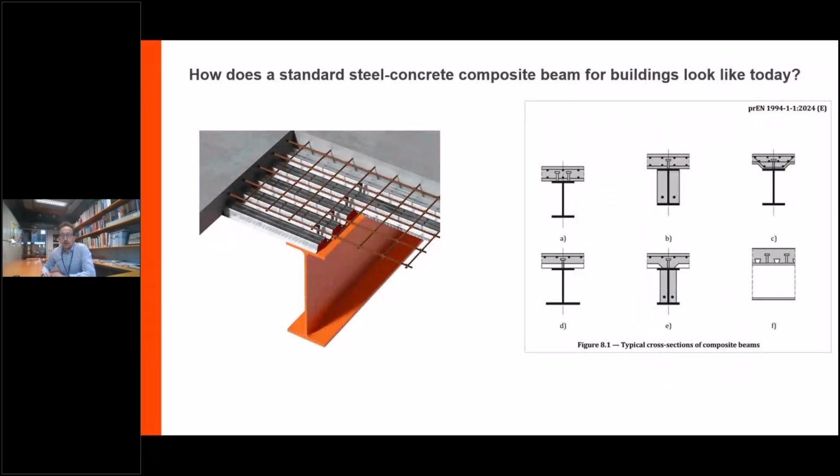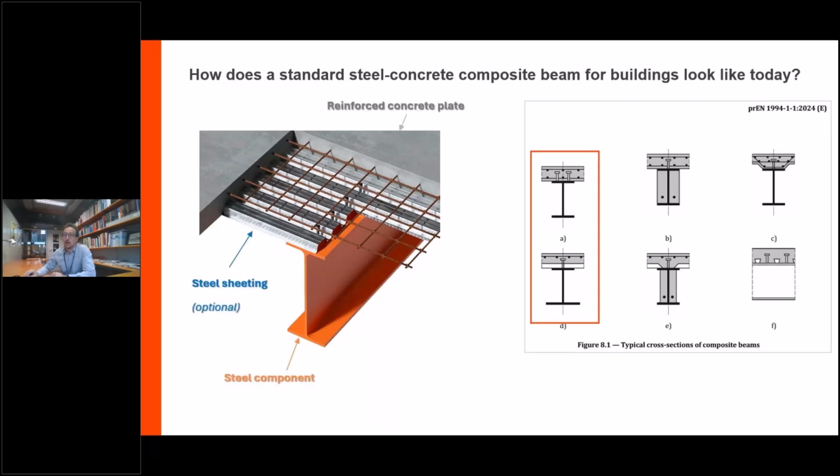After this historic introduction, let's look at the topic of today. Today we'll discuss beams for buildings, so basically it is Eurocode 4.11. I take an excerpt of the second generation of Eurocode, and here you see a figure with the typical composite cross sections. We will talk only today about the beams on the left.